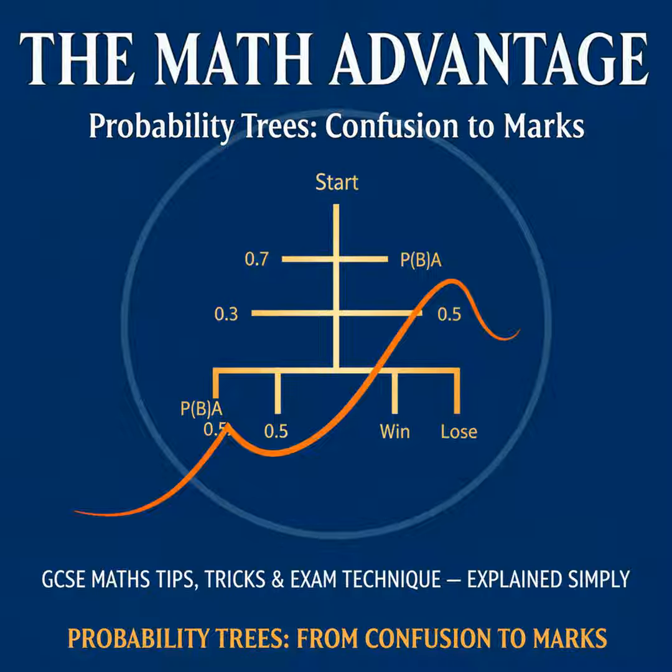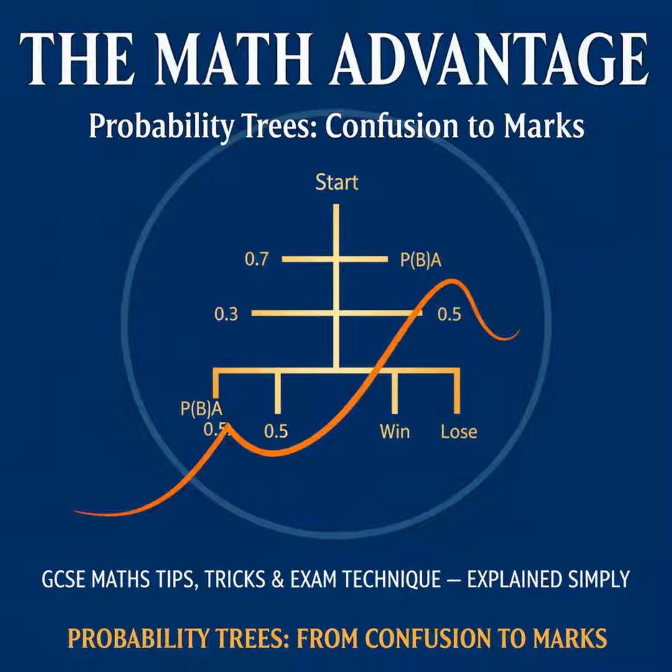Hook. This one fact will make you sit up. Last year, more than 1 in 5 students dropped marks on conditional probability questions simply because they mixed up which probability to multiply. Think about that. A single misordered multiplication and suddenly a 3-mark question becomes a 0. Sound familiar? If you've ever scribbled a tree and still got the answer wrong, this episode is for you.